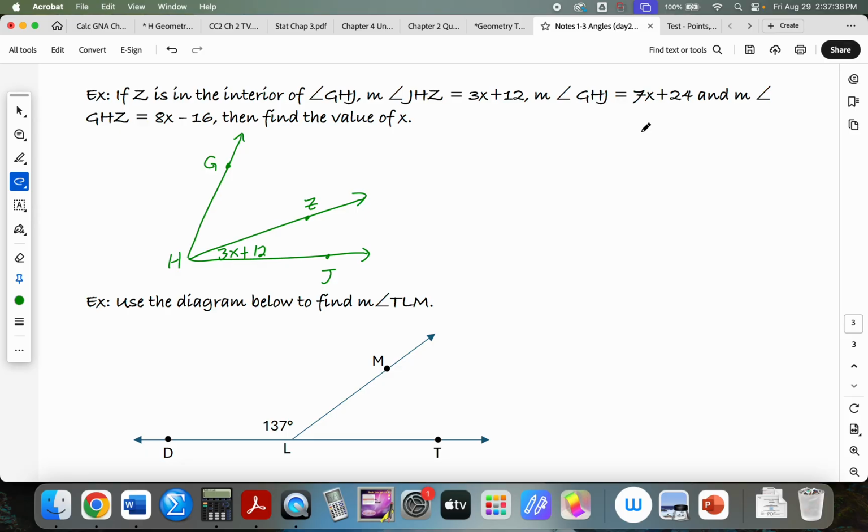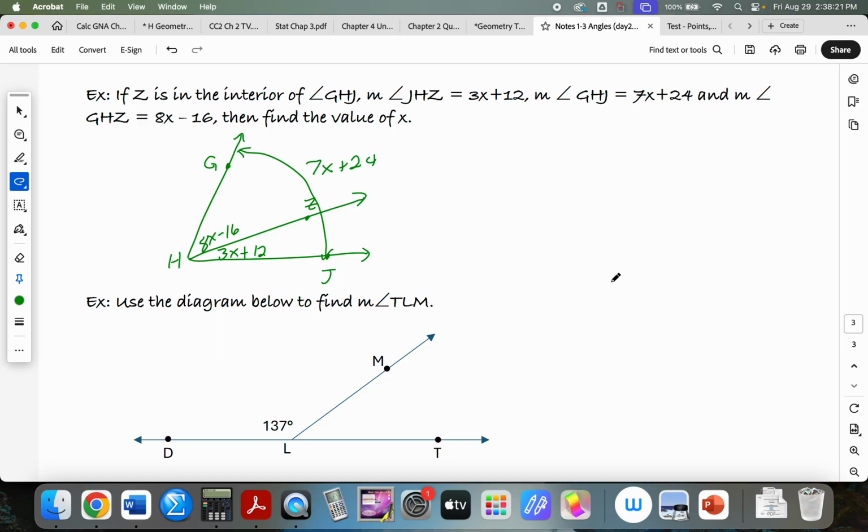Is that like the outside? Yeah, it's the whole big angle. So I would mark it like this. This angle is 7x plus 24. We haven't finished writing stuff on the diagram. I'll let you tell me in just a moment. And then Jacob, where is angle GHZ? Yeah, it's in between G and Z. It's this angle. So this is 8x minus 16.